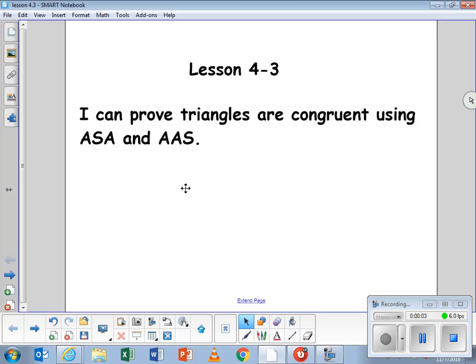This morning we're going to talk about proving triangles congruent using two new postulates or theorems, ASA and AAS. Cody, what do you think ASA stands for? Angle, side, angle. That's correct. Hannah, what do you think AAS stands for?